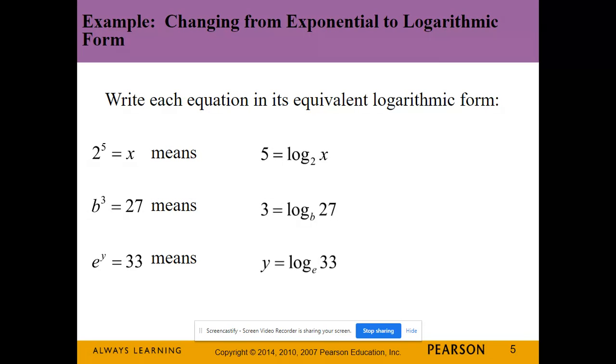And then going back again. So the next part of the objective is going from exponential to log. So 2 raised to the power of 5 equals x is the same thing as saying 5 equals log base 2 of x.